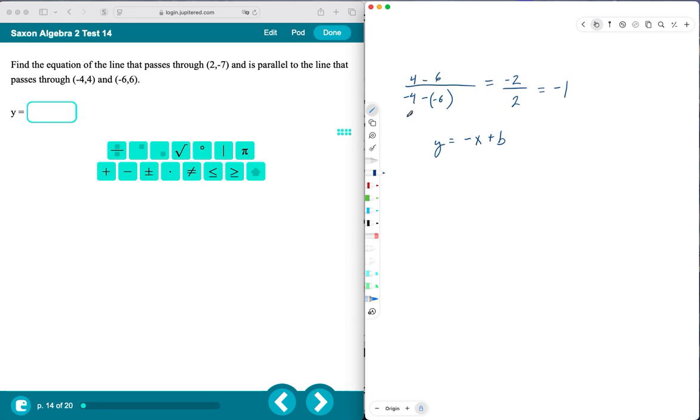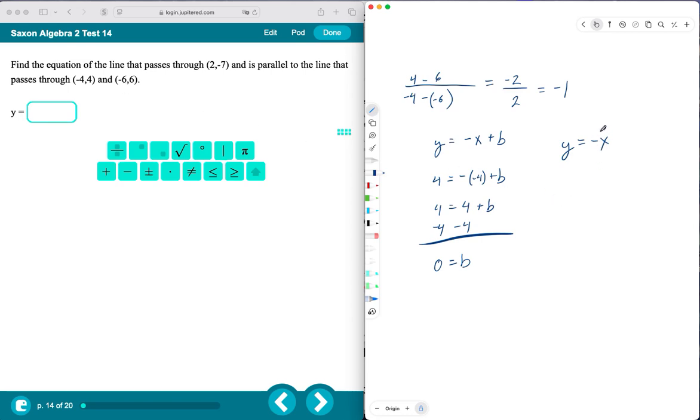So I'm going to take this first point because it's smaller. The y is 4. We have a negative 4 for the x, plus b. So 4 is equal to 4 plus b. Subtract 4 from both sides, and I have 0 is equal to b. So my equation of the line is y is equal to negative x, which is what I thought it was. Because if you look, y is equal to the opposite of x. That's literally what we're doing.